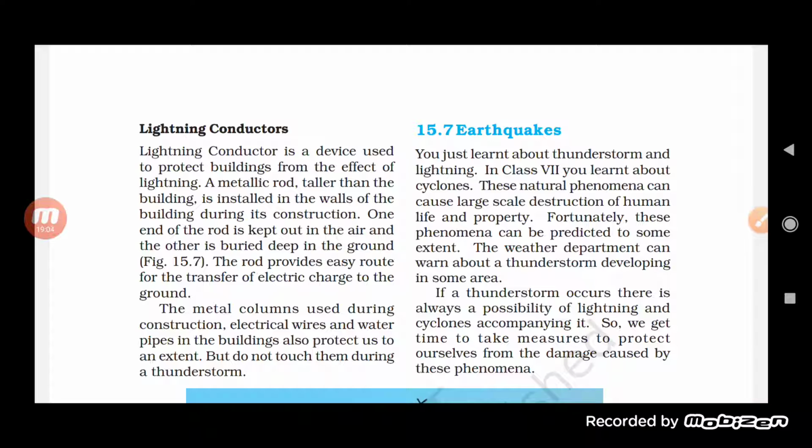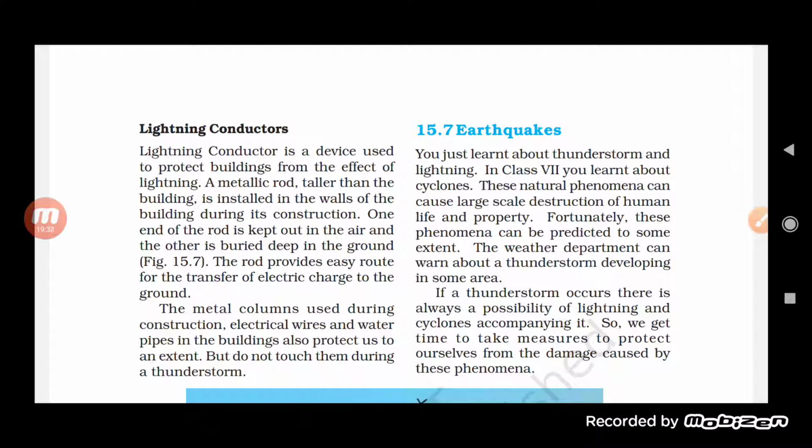So why is this so? Because one end of the rod is kept out in the air, and the other is buried deep in the ground. The role of the rod is to provide an easy route for electrons, or electric charges, to flow through it. The metal columns used in construction, the electric wires and the water pipes in the building also protect us to a large extent.